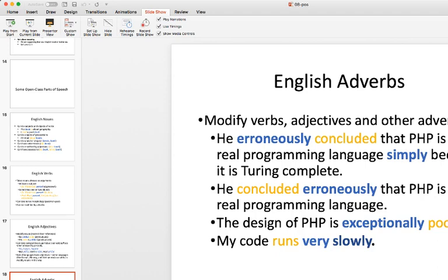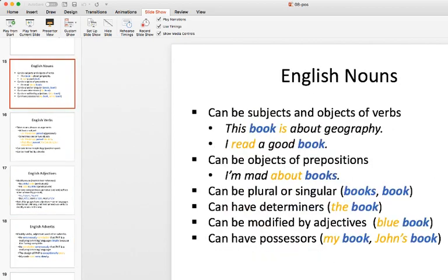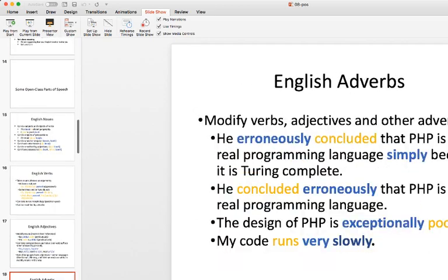You can also have adverbs that modify other adverbs. So you can say my code runs very slowly. So very is not modifying runs. It doesn't run very. It's modifying slowly, which is modifying runs. My code does run very slowly. So those are the important open class parts of speech.